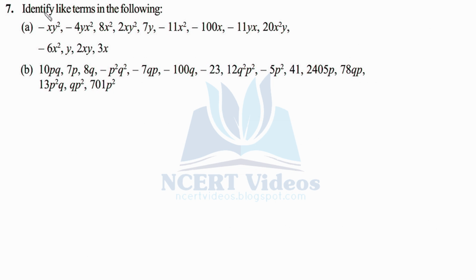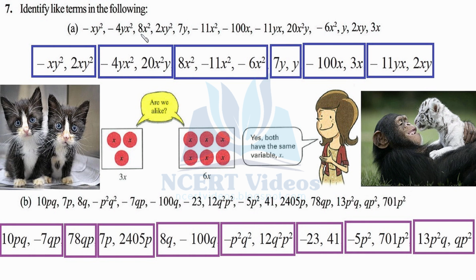7th, identify like terms in the following. We have 2 parts, A and B. Again, we have the same kind of question as we have previously. First, let's see this example. So we have 3 x's here, we have 6 x's here. Well, are they alike? Yes, both have same variable x. Now, it may contradict your thinking.